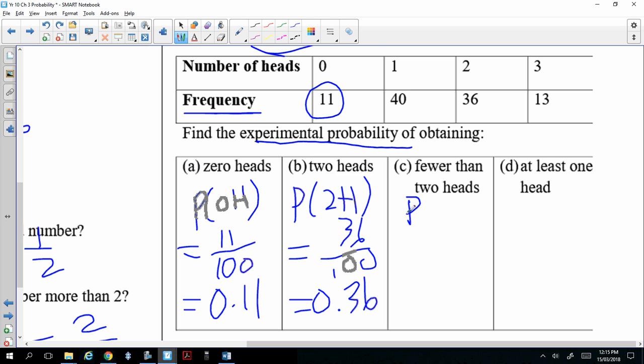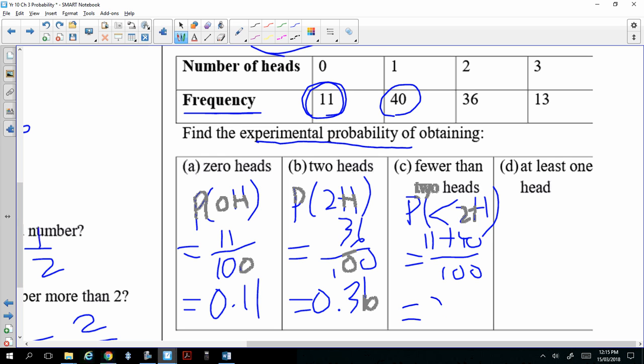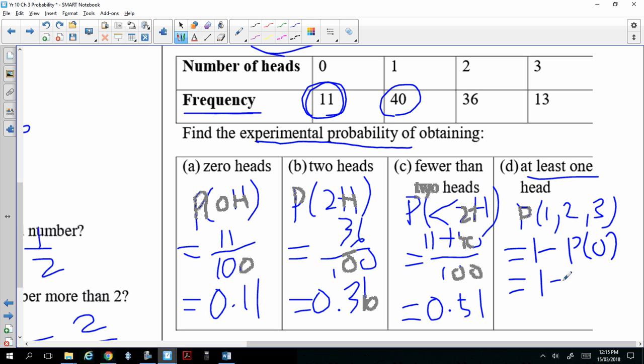What if it's less than 2 heads? How many are there? 51. 40 plus 11, so 11 plus 40, which is 51. So you write 0.51. And at least 1 head means 1 or more, right? At least 1 means 1 or more. So what do you do? You add them all up. Or you can just go 1 minus probability of no head, which is 1 minus 0.11, which is 0.89. Any questions?